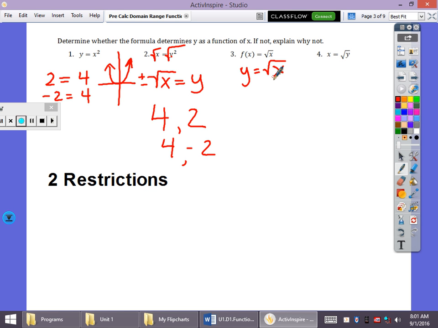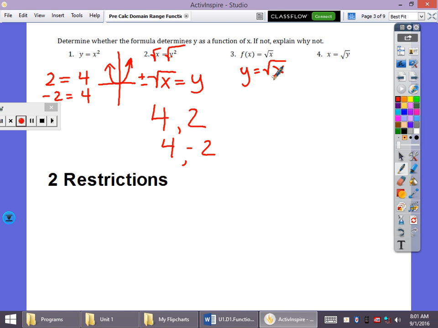Looking at number 3, I'm just going to rewrite it as y equals the square root of x. Now, do I have to take the positive and the negative here? No, because it's already there. So if it's already there, there should be a symbol. And what is the symbol? What type of square root do they want? Positive, because if there's no symbol in front, that means positive.